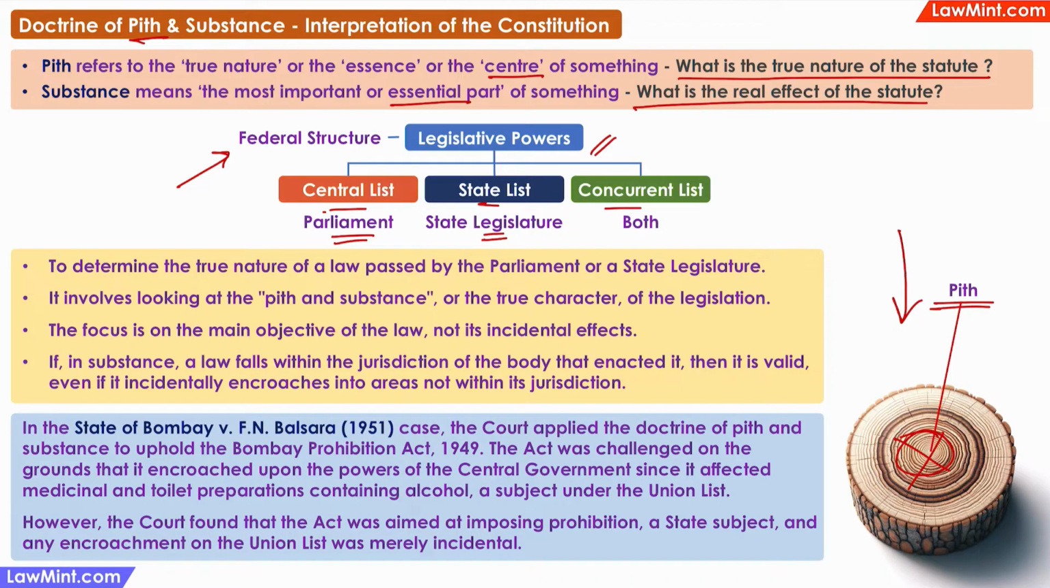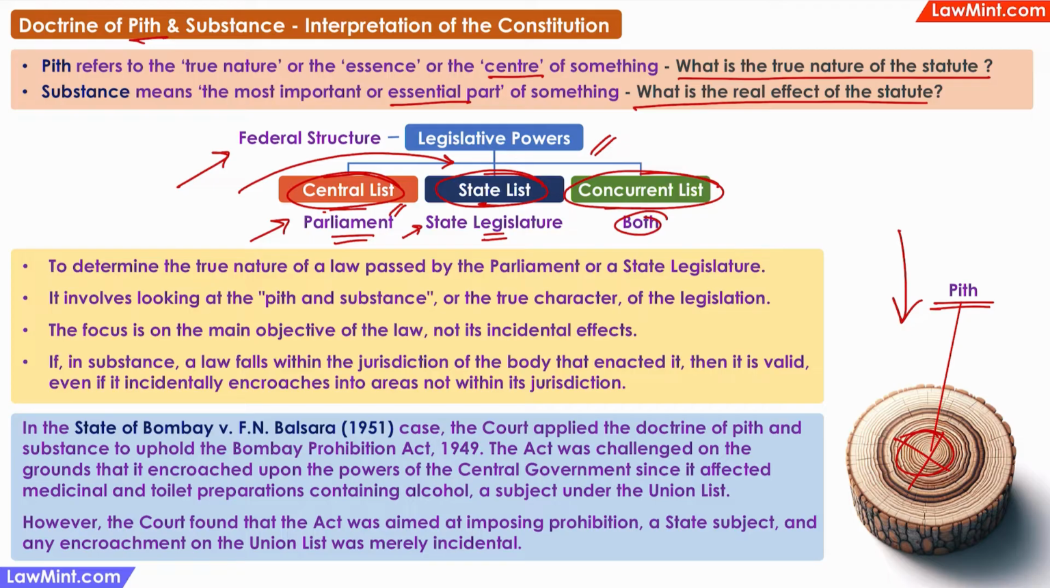The central legislature, that is the parliament, has the exclusive power to make laws on the subjects in the central list. The state legislatures have the power to make laws on the subjects in the state list. And both the central and state legislatures have the power to make laws on the subjects in the concurrent list. Now, what happens when the parliament passes a law on a subject in the central or the concurrent list, and that law significantly affects a subject that is listed in the state list?